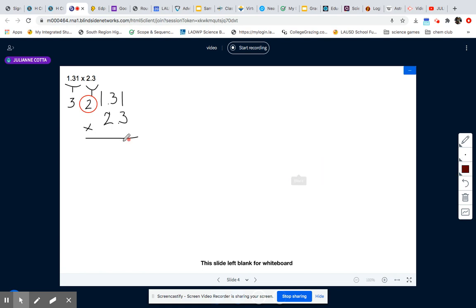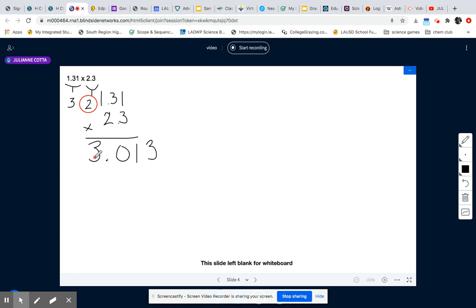Change my pencil to black. So the answer here is 3.013. But I only have 2 significant figures over here and 3 here. So I go to whichever one has least. And if I only have 2, then this answer can only have 2. Cannot have 3, cannot have 4. It has to match the lowest amount.